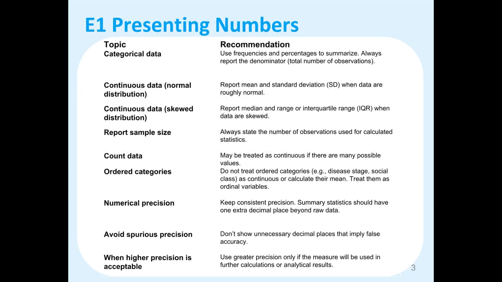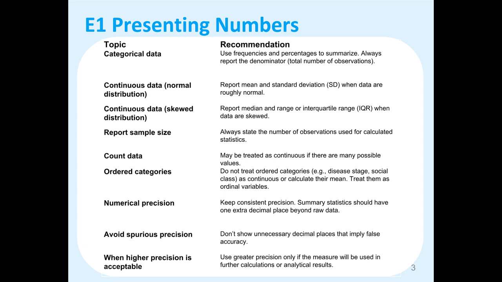We now transition to Part E of our lecture, focusing on presenting numbers. The core principle here is that every number you present must be both relevant and correctly formatted to avoid misleading the reader. We must first look at categorical data, where the recommendation is to use frequencies and percentages and always report the denominator, which is the total number of observations.